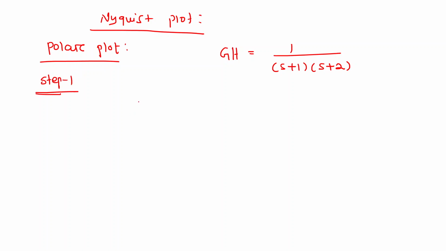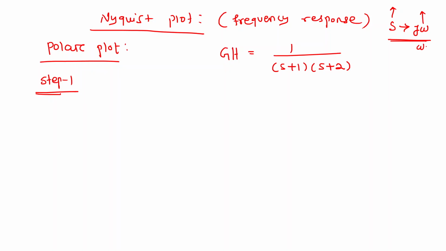The first step is that you have to find out the magnitude, because the Nyquist plot is a frequency domain, frequency response plot. So first of all, you have to convert the S domain to the omega domain. In place of S, you have to replace by j omega. Remember that whatever value you put for S is the same for omega. If I put omega equal to 0, that means S equal to 0. If I put omega equal to infinity, similarly S equal to infinity, because both are the same.